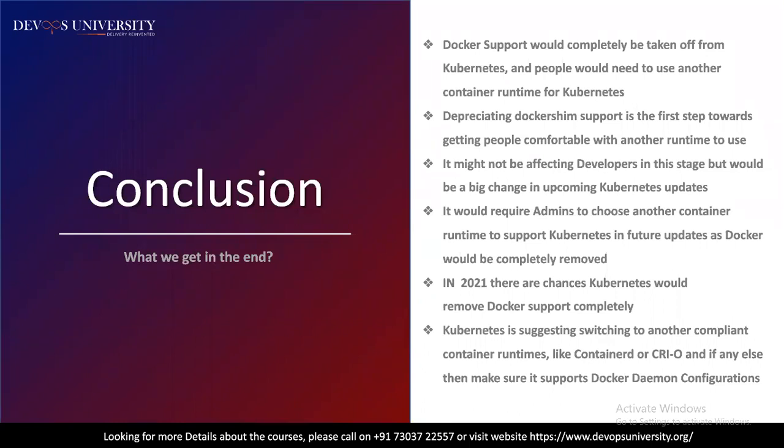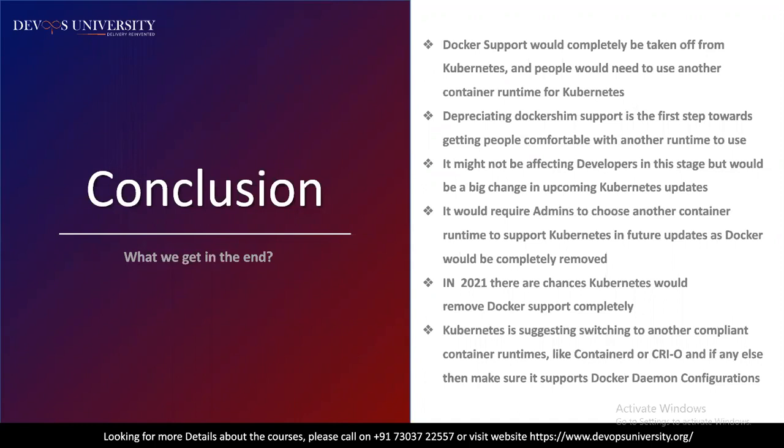It might not be affecting developers at this stage, but would be a big change in an upcoming Kubernetes update. It might not be affecting right now because only Dockershim has been removed, but Docker support would be taken off in future, and then it might impact developers, because developers who were using Docker images in the Kubernetes cluster might be affected by the upcoming update. It solely depends upon what update is going to come after.